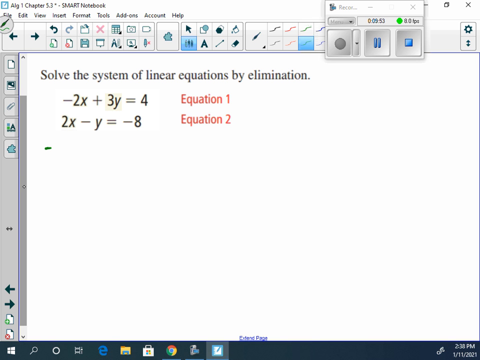Now, with this here, the trick is if we don't have one that's the same number, we're going to have to make it be that way. Now, we're not going to have one of those yet, but that will be coming up. Now, luckily for us, the x's are the same.